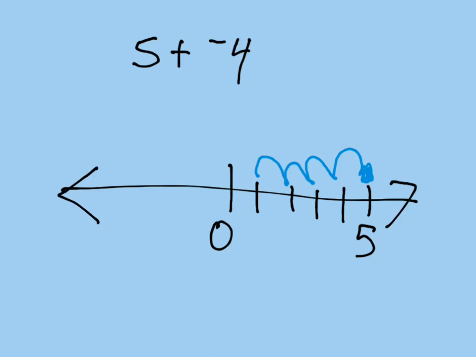And we end up on what number? We end up on positive 1. So that means that 5 plus negative 4 is equal to positive 1. And that's all there is to using a number line to do adding integers.